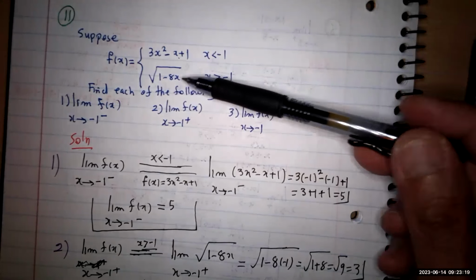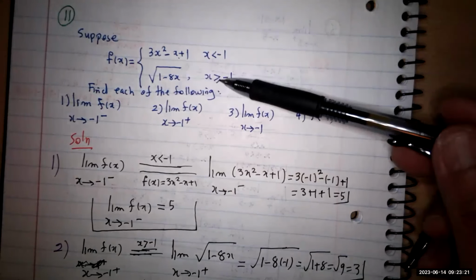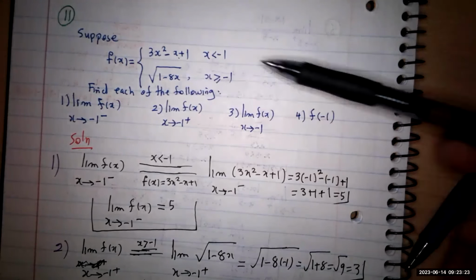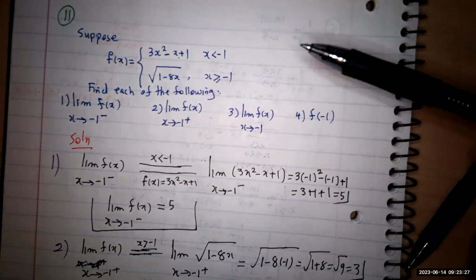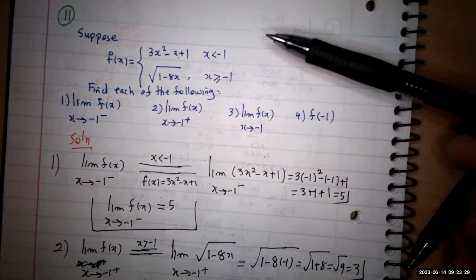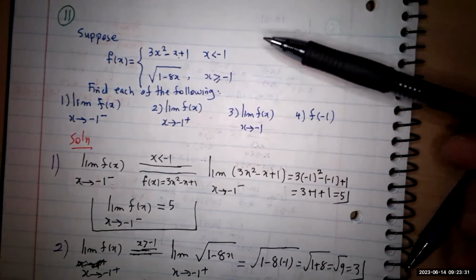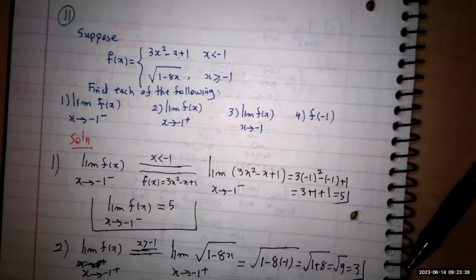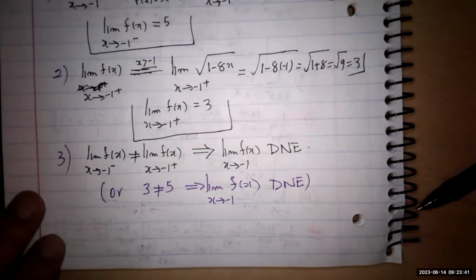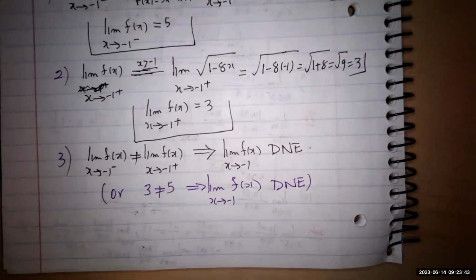There is a possibility that if this equality was missing, in that case you cannot find it. In that case, we say f of -1 is undefined, does not exist. So there are two possibilities for this part of the question. But for this part, we have the answer for it. So f of -1, we can find it. So that's part 4.